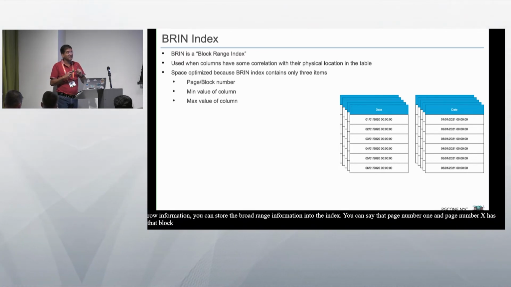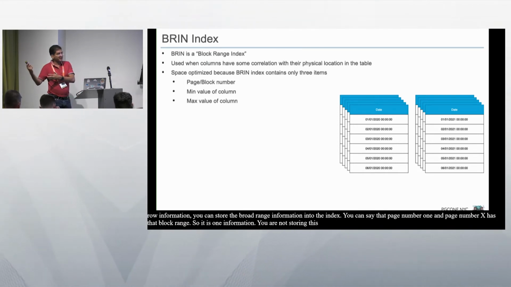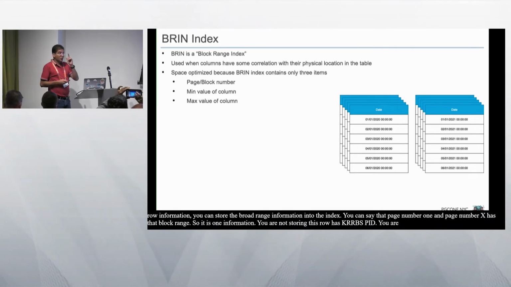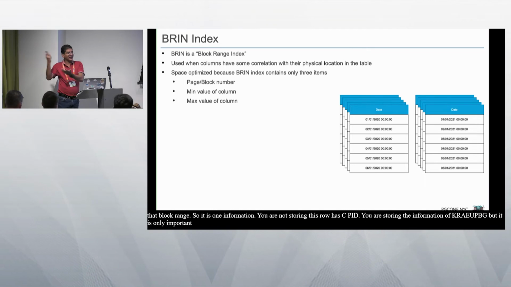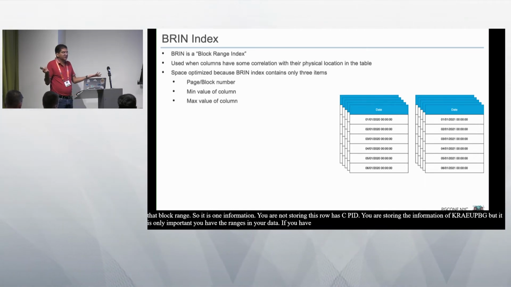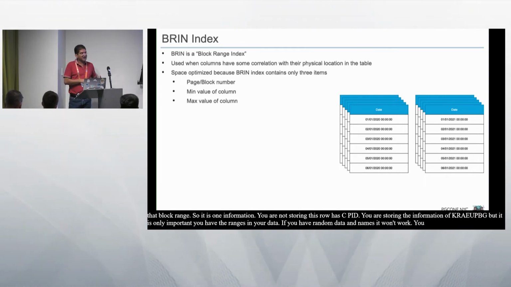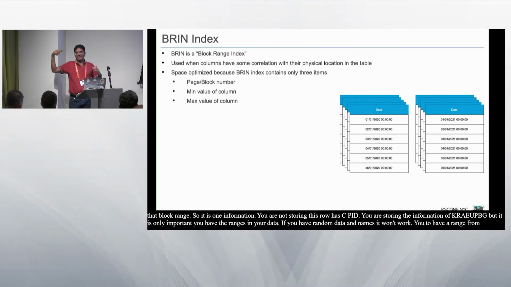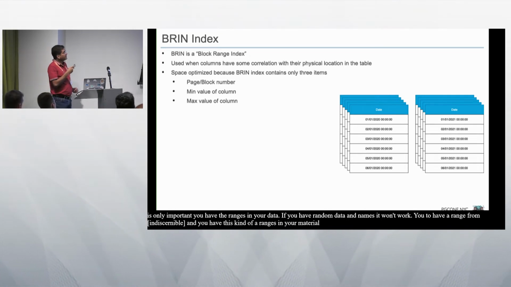You are not storing that this row has CTID, this row has CTID like hash and B tree. You are storing the information of range. But it's only important if you have ranges in your data. If you have random data like names, it won't work. But if you have a range like from January data, February data, March data, and you have this kind of ranges in your information, so that's good. Then you can use a BRIN index.